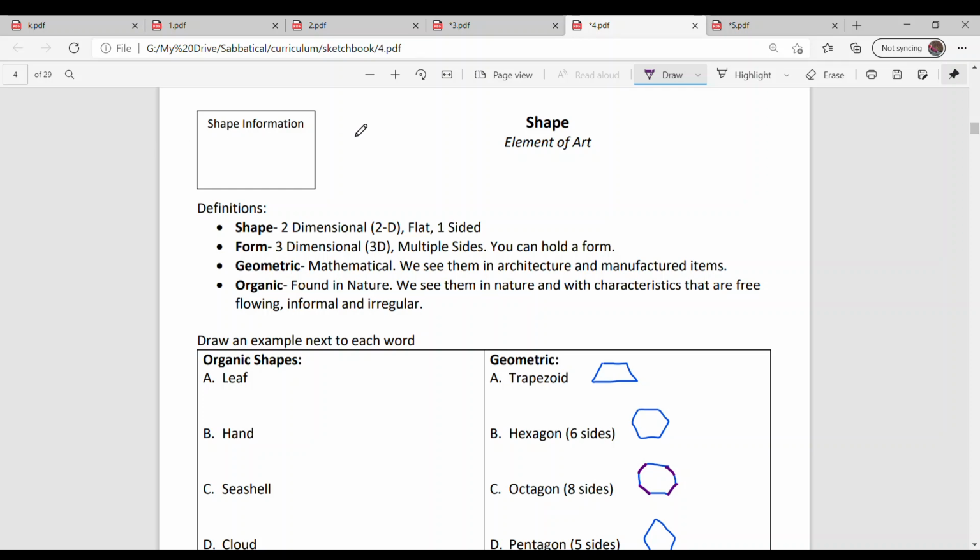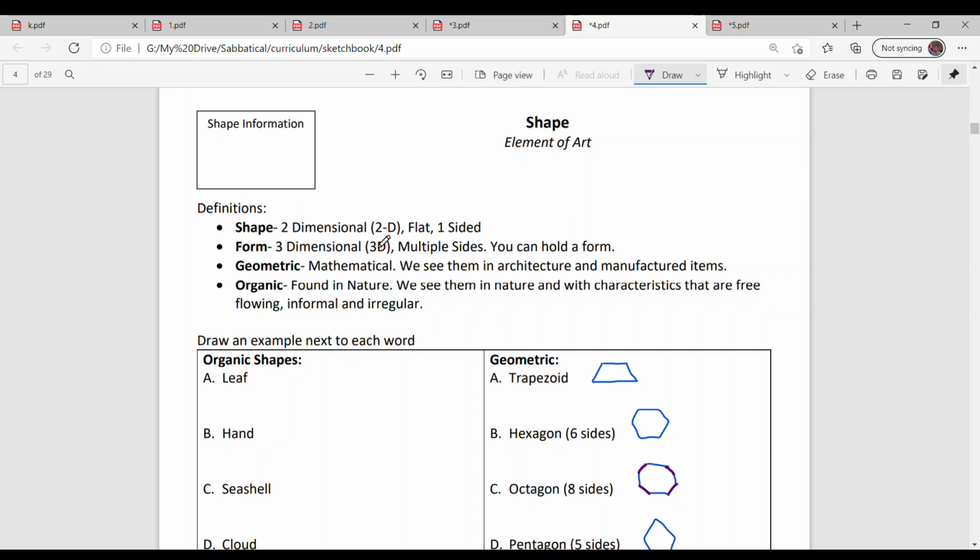We're going to talk about some shapes and forms. So shapes are two-dimensional. They're flat, they're one-sided. Forms are three-dimensional. They have multiple sides. If you had an actual form in front of you, you could hold on to it. You could pick it up, you could throw it like a ball.